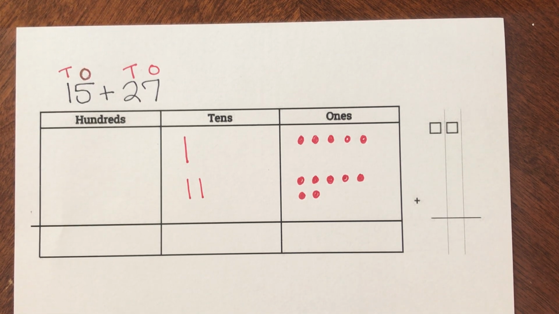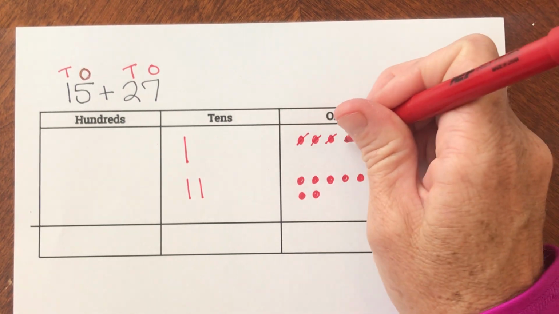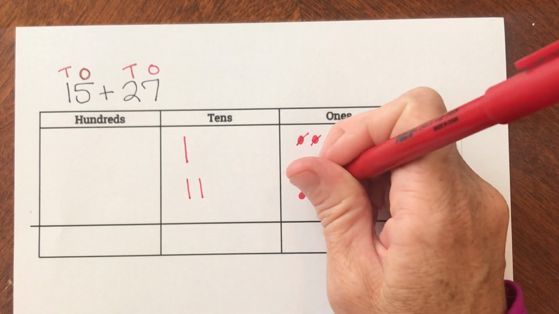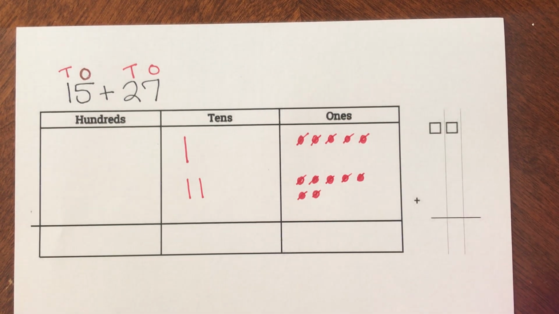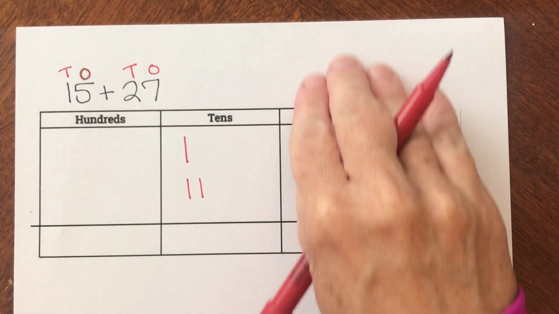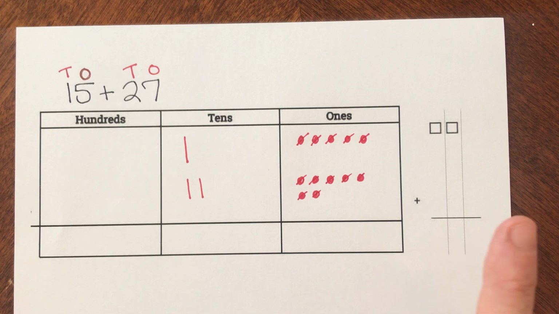So my next step says add the ones, if necessary, bundle. So I'm going to count these ones. Ready? 1, 2, 3, 4, 5, 6, 7, 8, 9, 10, 11, 12. There's 12. So here's the rule. In each place value column, you can only have one digit.